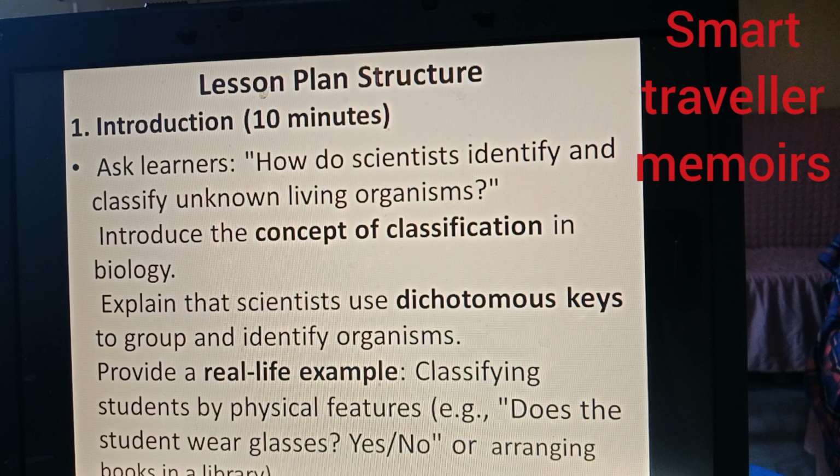Lesson plan structure. Introduction, taking about 10 minutes. Ask learners, how do scientists identify and classify unknown living organisms? Next, introduce the concept of classification in biology. Explain that scientists use dichotomous keys to group and identify organisms.